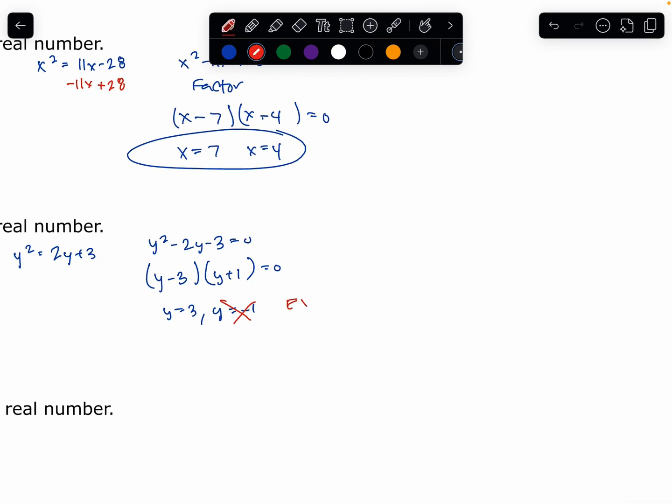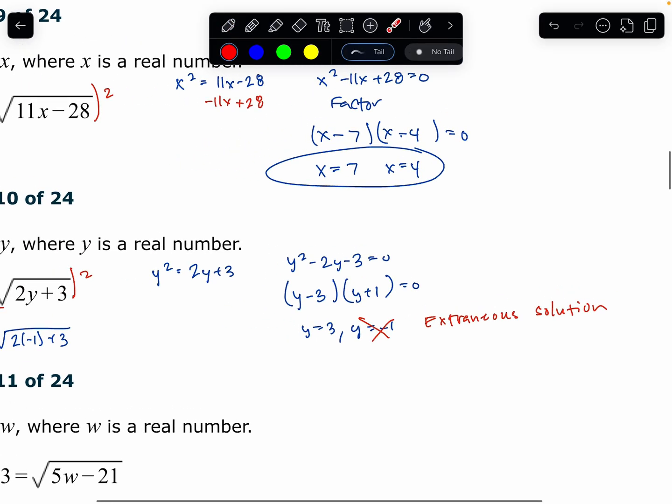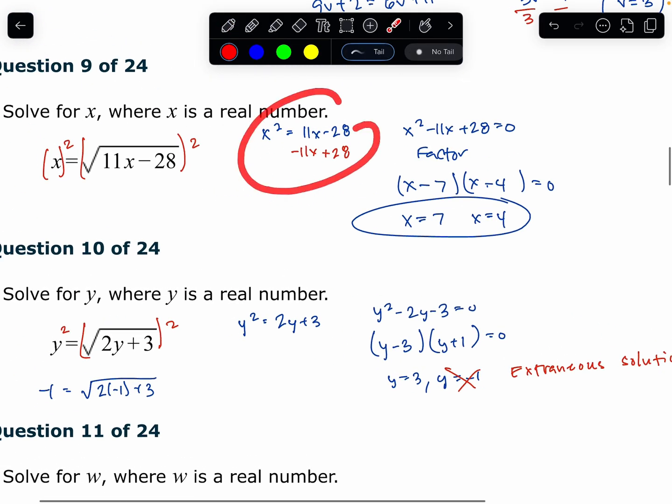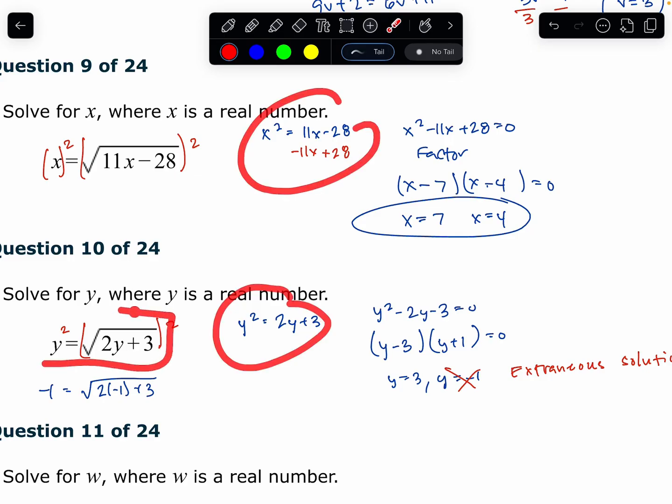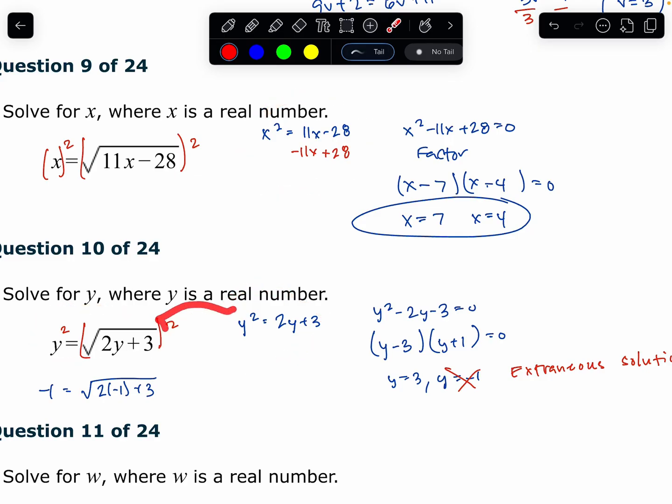Extraneous, I don't know how to spell extraneous solution. An extraneous solution, so basically, like we showed right here, whenever we're solving this square root equation, we end up getting a quadratic equation. A quadratic can often have two solutions, like what we see here.